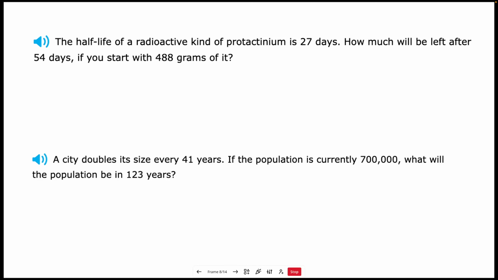Okay, now that you've had time to work these problems, let's check your solutions. For the first problem, I'll show both ways of approaching it. You should have gotten 122.